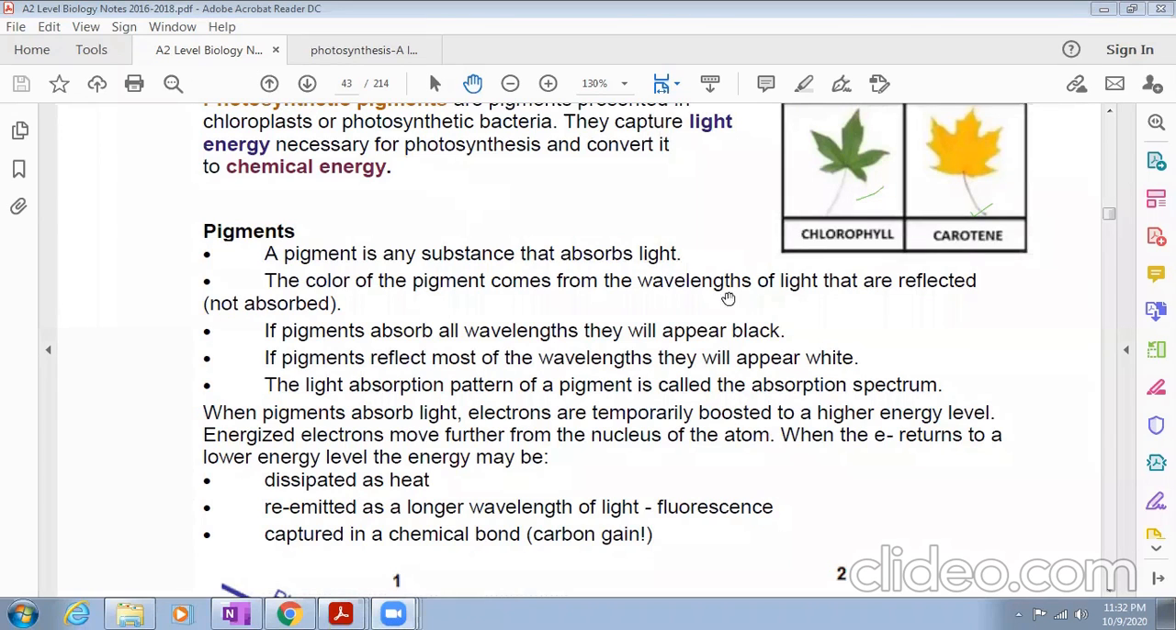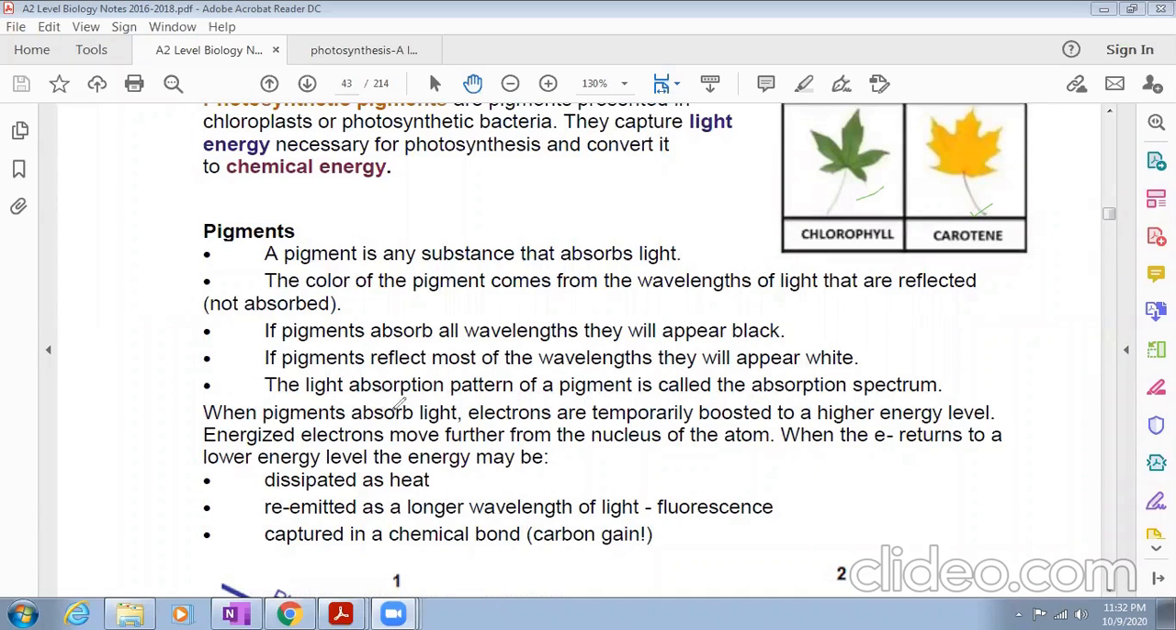Okay. Now, if a pigment absorbs all wavelengths of light, it will appear black. While if a pigment reflects most of the wavelengths, it will appear white. The light absorption pattern of a pigment is called the absorption spectrum. What is the absorption spectrum? The light absorption pattern of a pigment is called the absorption spectrum.